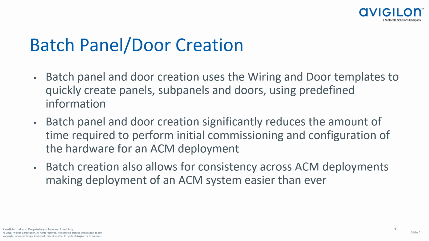The batch panel and door creation uses the wiring and door templates to quickly create panels, subpanels, and doors using the predefined templates and information previously mentioned. Batch panel and door creation significantly reduces the amount of time to perform required initial commissioning and configuration of the hardware for an ACM deployment. In the past, doors and hardware were created individually, and the hardware was assigned to them individually as well. Batch creation also allows for consistency across ACM deployments, making deployment of an ACM system easier than ever.